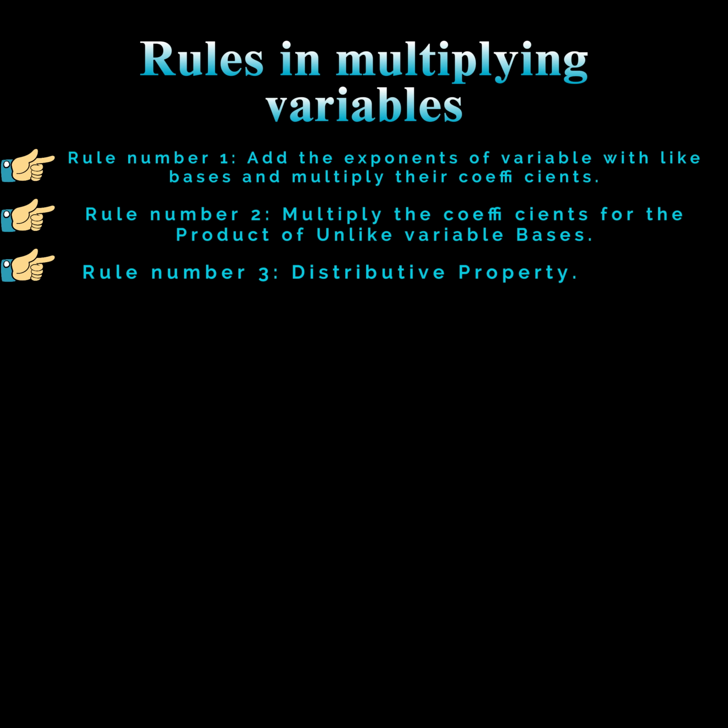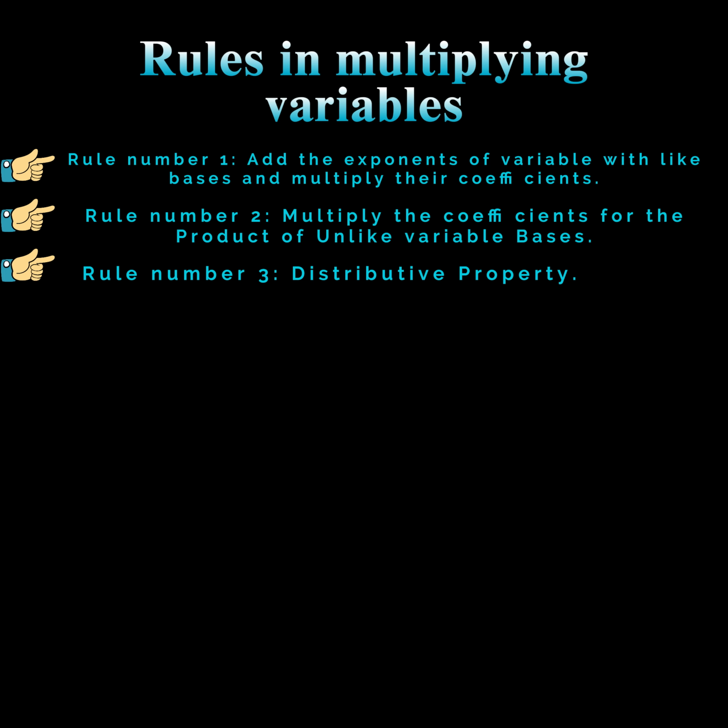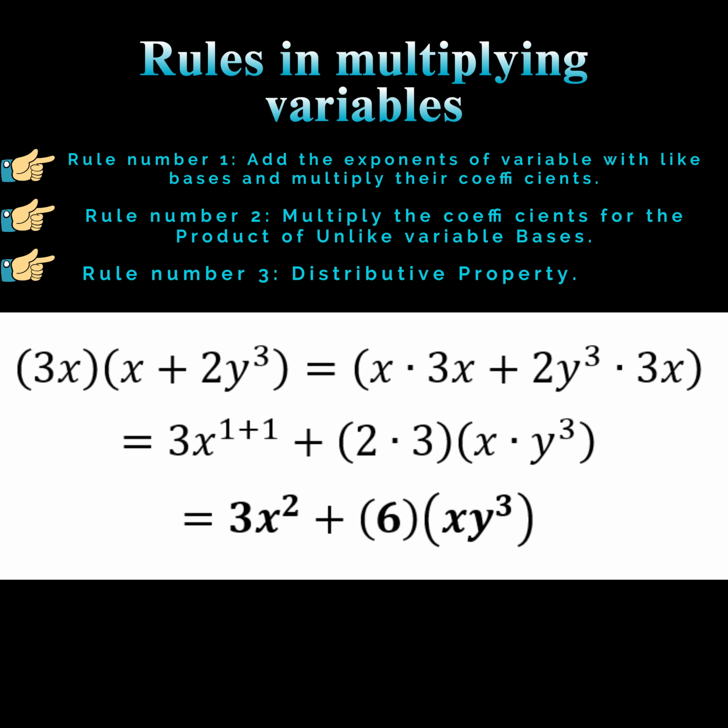Rule number 3. Distributive property. When multiplying a term outside parentheses by each term inside the parentheses, you distribute the multiplication. And after distributing it, we apply rule number 1 and number 2. For example, 3x times the quantity x plus 2y raised to the power of 3. First distribute 3x inside the parentheses, so we will have x times 3x plus 2y cubed times 3x. Then perform rule number 1 and 2.